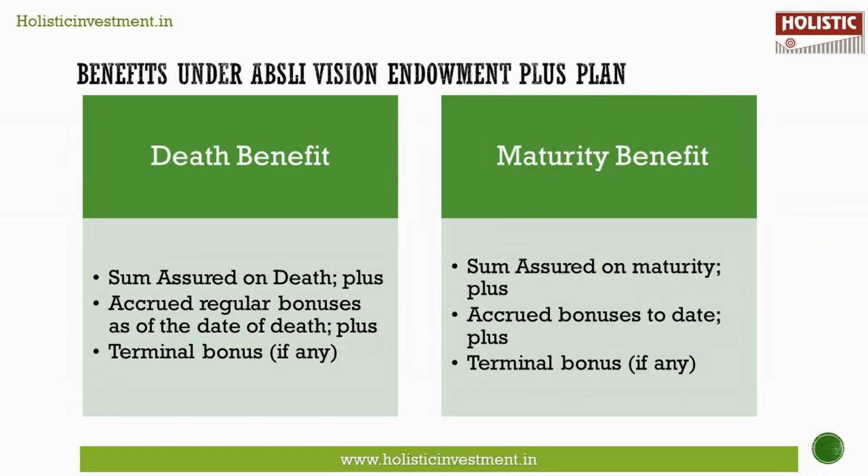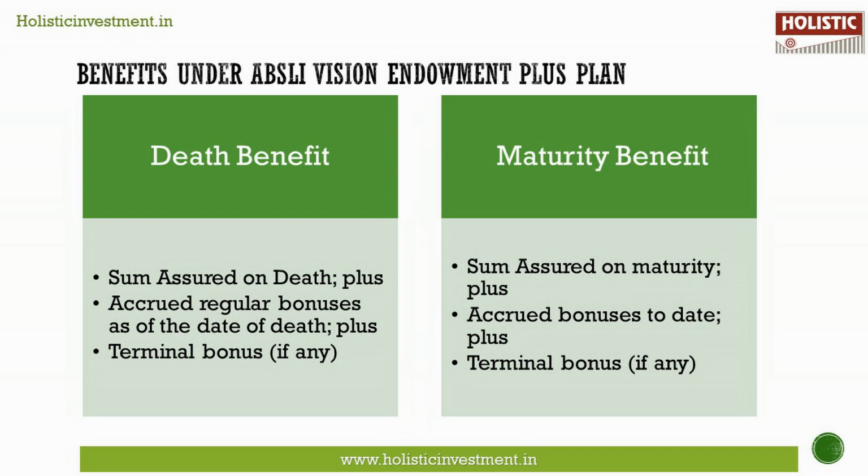After seeing the features, we are now going to see the benefits under this ABSLI Vision Endowment Plus plan. There are two benefits, death benefit and maturity benefit. In case of the policyholder's unfortunate demise during the policy term, the nominee shall be paid the following. It can be the sum assured on death plus accrued regular bonus as of the date of death plus terminal bonus, if any. There are two options available for the investor. If the investor chooses option A, then his sum assured varies accordingly. If the investor chooses option B, then his sum assured varies accordingly.